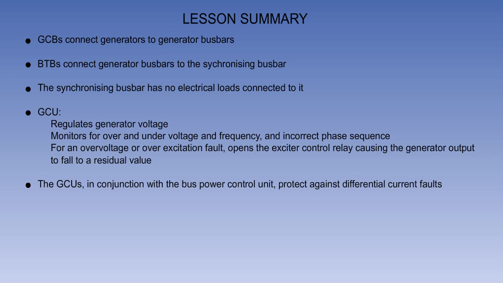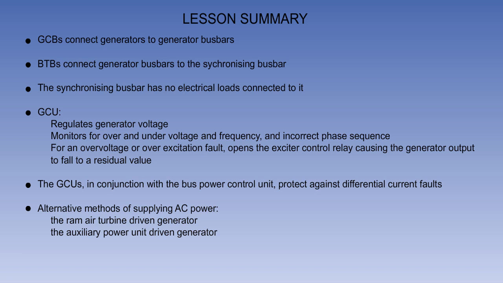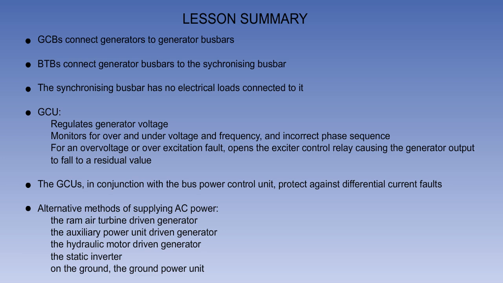The GCUs, in conjunction with the bus power control unit, protect against differential current faults. Alternative methods of supplying AC power are the ram air turbine-driven generator, the auxiliary power unit-driven generator, the hydraulic motor-driven generator, the static inverter, and the ground power unit.